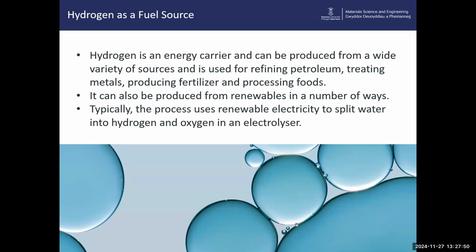Hydrogen as a fuel source. I wanted to mention it today because it does link very well with renewable energy technologies. Hydrogen is an energy carrier and can be produced from a wide variety of sources, and is used to refine petroleum, treat metals, and produce fertilizer and process foods. It can also be produced from renewables in a number of ways. Typically, the process uses renewable electricity to split water into hydrogen and oxygen in an electrolyzer.